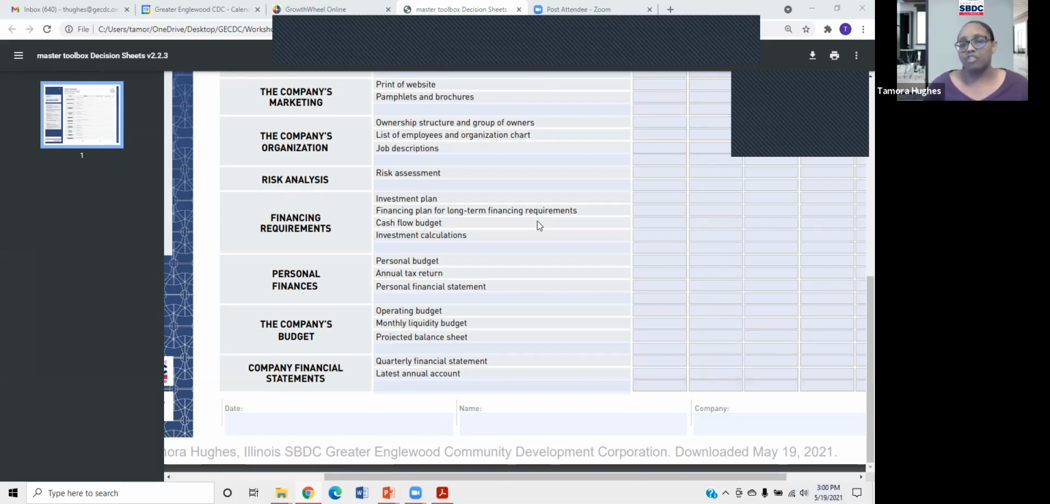And then the last thing is your company financial statements. So you should be doing quarterly financial statements. You shouldn't go a whole year and not look at your financials. In fact, you should look at them at least monthly. You may need to look at them weekly. So you want to make sure that you're keeping track and you're keeping whole.